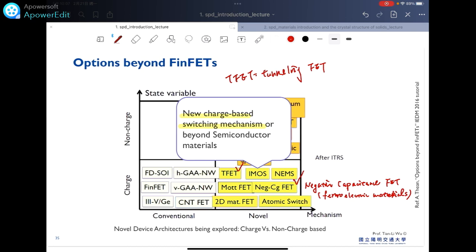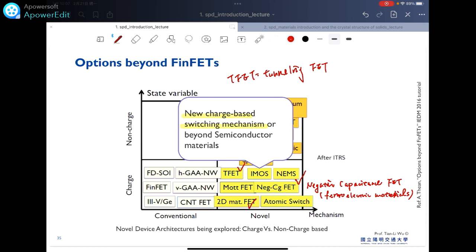Also, like this, for the 2D transistor, we consider 2D semiconductor material. That's also one of the very popular approaches here. So these are all new switching mechanisms. People have already studied them for a while, but there are still some problems.